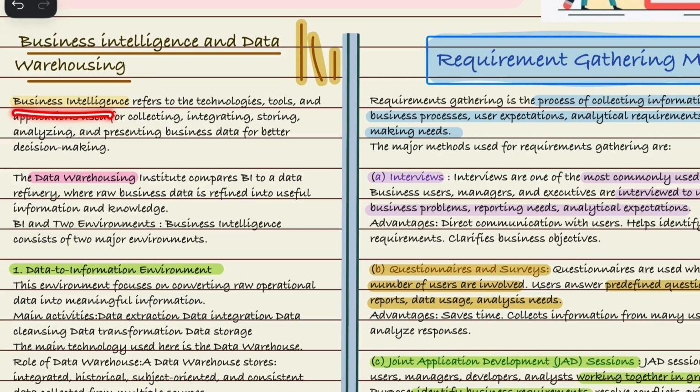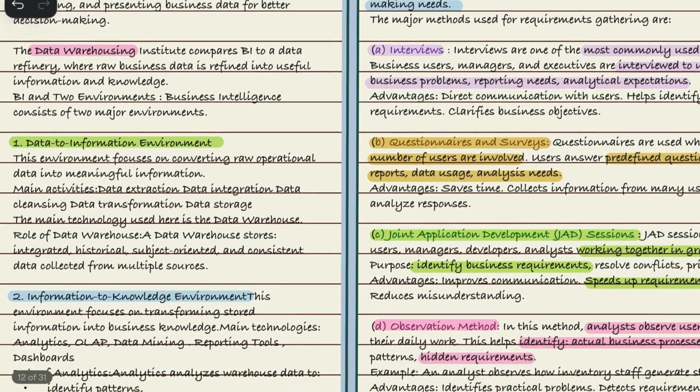BI, business intelligence, refers to the technology, tools and applications that are used for collecting, integrating, storing, analyzing and presenting the data for better decision making. We cannot just take the entire data set in a data warehouse and give it to the stakeholders to have a look. What we do is use interactive tools to visualize the data, so that according to that analysis we are able to make decisions. That is why BI plays a very important role.